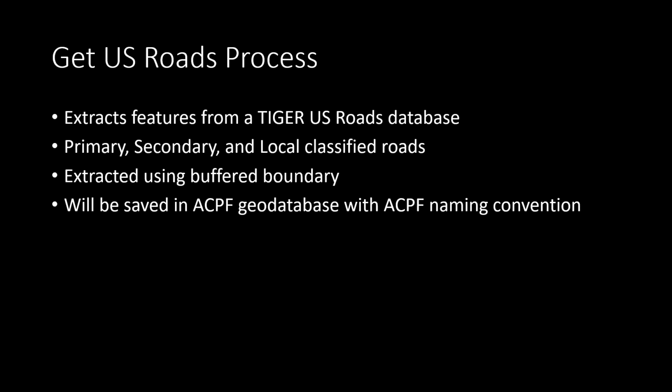Traditionally, this is the ACPF Buff feature class, which was established as a 1,000-meter buffer around the watershed boundary feature class. The ACPF Buff feature class is used to extract other core data in the ACPF watershed file geodatabases.